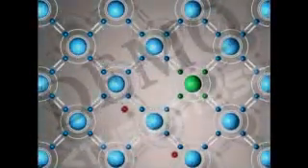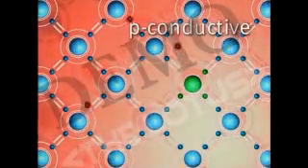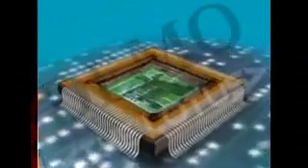Boron atoms, on the other hand, have only 3 outer electrons. When they are built into the silicon lattice, 1 silicon electron is missing. This creates electron holes. They move through the crystal like positively charged electricity particles. The material is positively charged or p-conductive. The transistors in modern memory chips are constructed from p and n-conductive layers such as these.